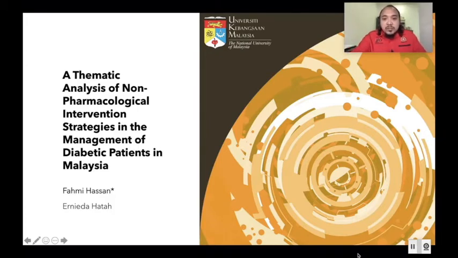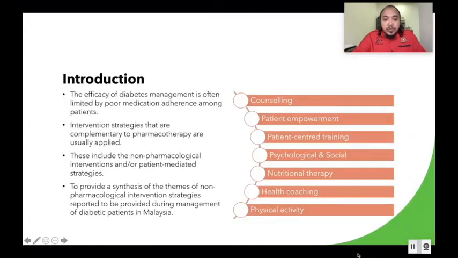I am presenting my study entitled A Thematic Analysis of Non-Pharmacological Intervention Strategies in the Management of Diabetic Patients in Malaysia. Malaysia is one of the countries in Southeast Asia that is highly affected by diabetes. The mean HbA1c level among Malaysians was reported to increase from 8% in 2003 to 8.66% in 2008, with only 22% achieving the recommended HbA1c target of 7% and below.